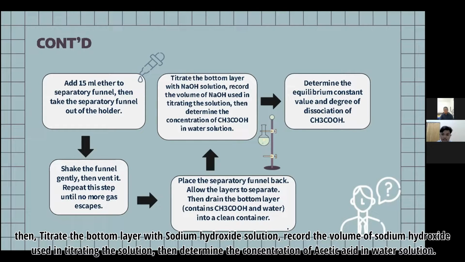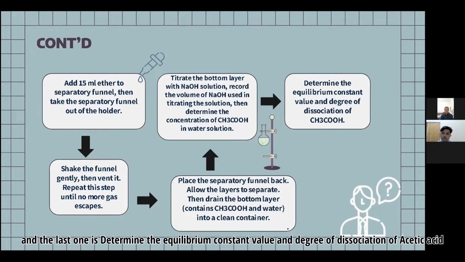Then titrate the bottom layer with sodium hydroxide solution. Record the volume of sodium hydroxide used in titrating the solution. Then determine the concentration of acetic acid in the water solution. And the last one is determining the equilibrium constant value and degree of dissociation of acetic acid.